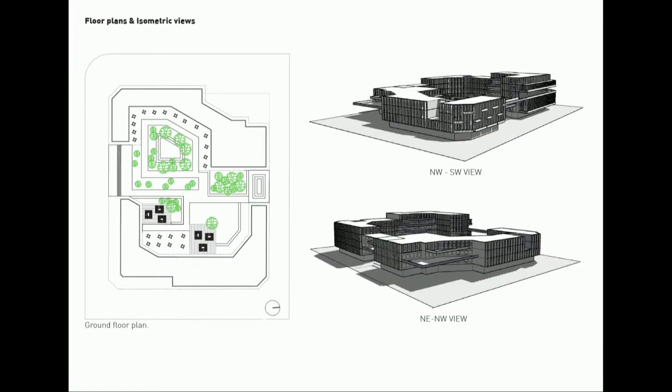Coming to the floor plans, this is the ground floor plan, and we've given two water bodies along with green courtyards to make use of evaporative cooling. And as you can see in the views on the side, louvers have been placed on the facade to allow for shading.